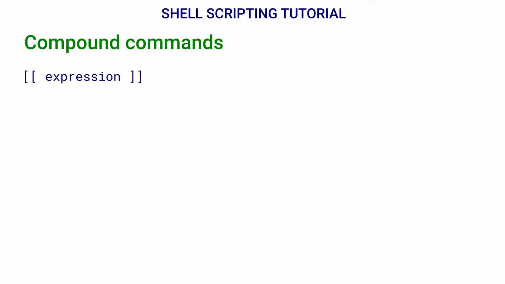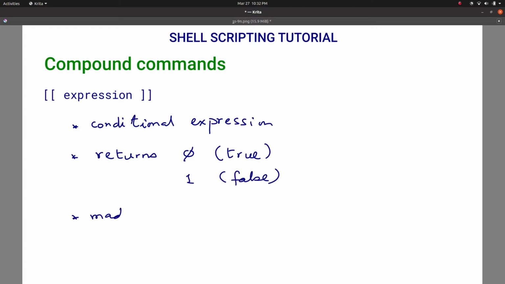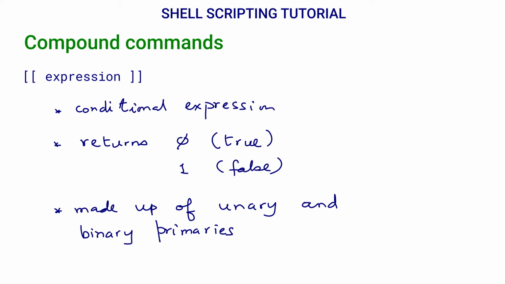Expression. Now we have expression in double square brackets. And since double square bracket is a reserved word, it is necessary to leave spaces around it so that shell is able to parse it. Here expression is a conditional expression. The value returned is either 0, which is true, or 1, which is false. A conditional expression is made up of unary and binary primaries. The primaries check file attributes, compare strings, and do arithmetic comparisons.